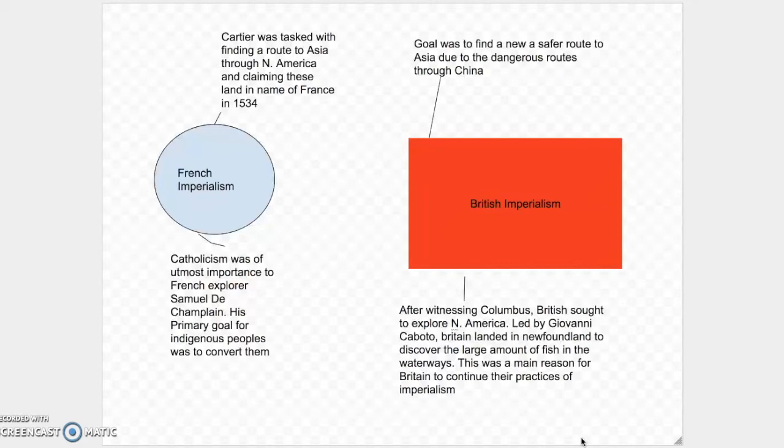Britain landed in Newfoundland and discovered the large amount of fish in the waterways, particularly cod. This was the main reason for Britain to continue their practices of imperialism. So they would go over there all winter and then come back in the summer to bring back all the food which they had caught. The entire goal of European imperialism at this time was to create an empire.